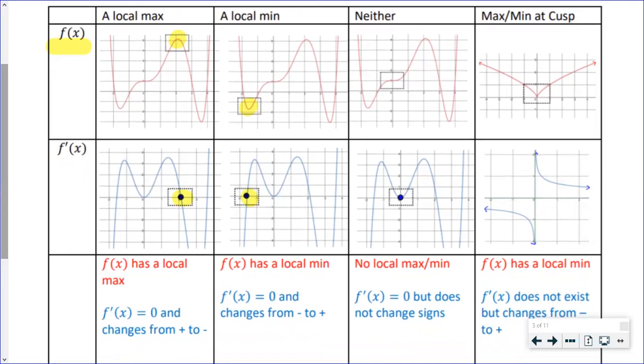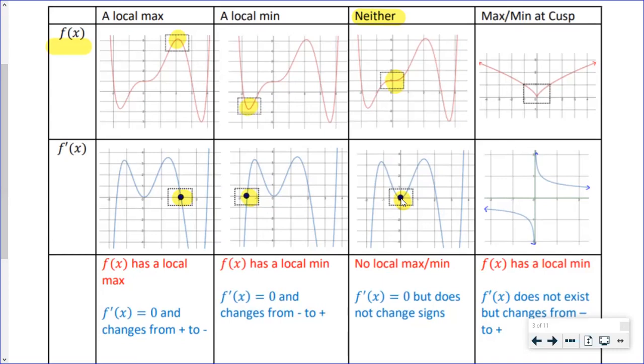Now, in the case that we have neither, so something that looks like this, not a maximum, not a minimum. At that point, f prime of x is still equal to 0, but the difference here is it does not change signs. It does not go from above the x-axis to below the x-axis. It can stay from above to above or below to below. And we're going to explore that a little bit further in these modules.